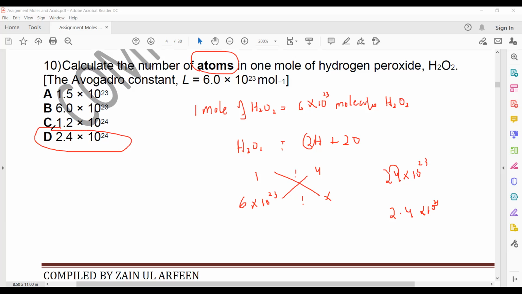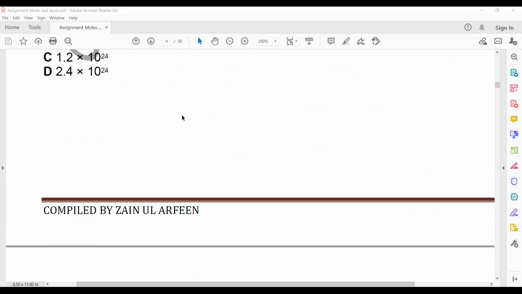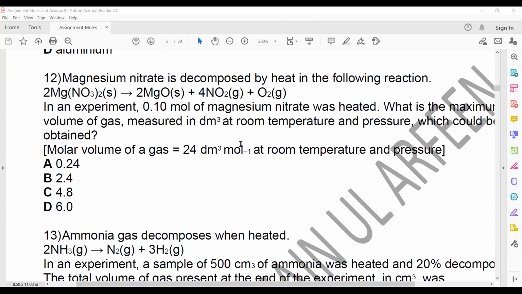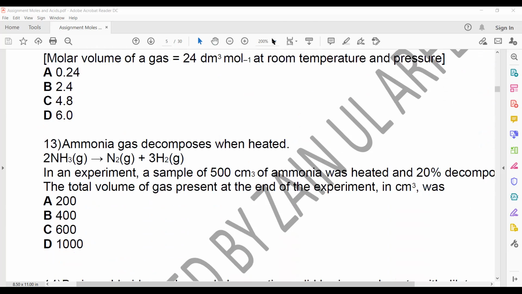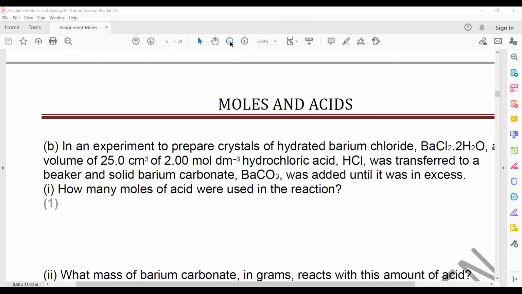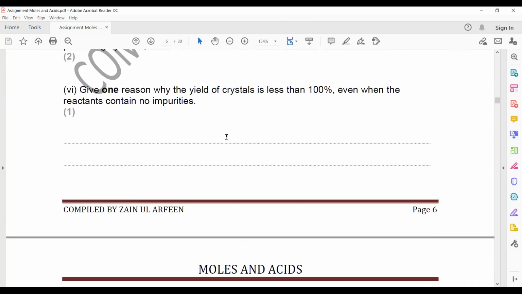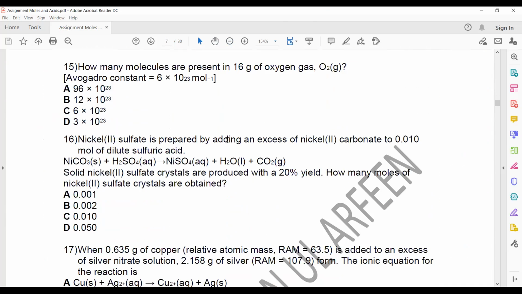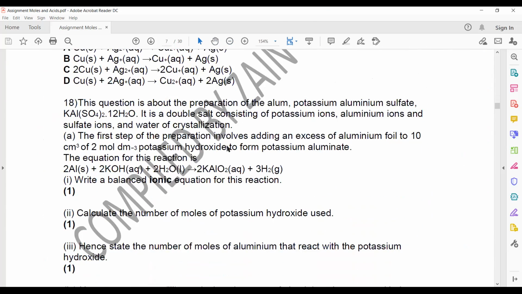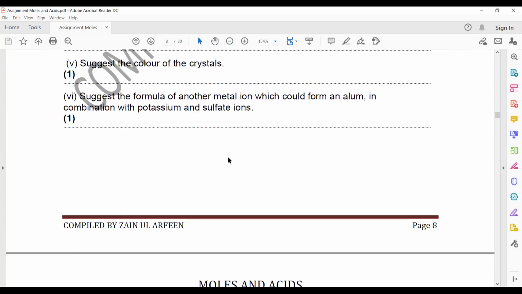Is it clear? The concept, how we can identify the number of particles from molecules. Any doubt in this? Some questions I want you to solve. I will share this after completing a topic so that you can solve the questions, because it is related to acids as well.